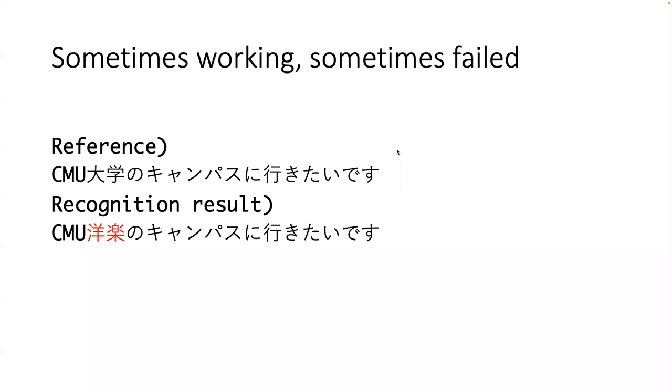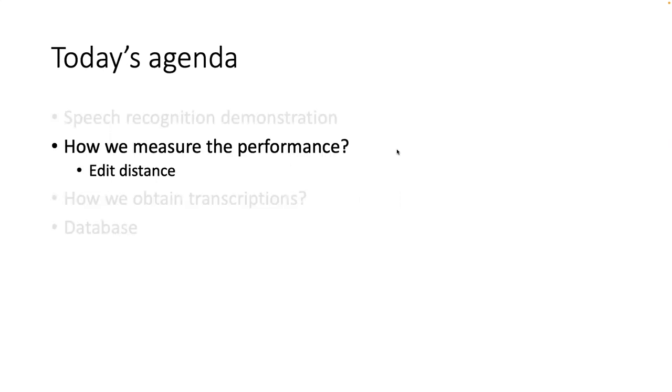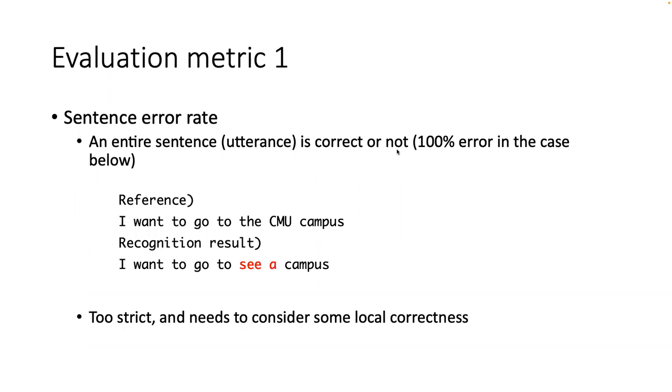And the next part is I'd like to explain how we measure the performance of speech recognition. The first simple metric would be the sentence error rate, whether the entire sentence is correct or not. That would be a very good measure, right? People intuitively use this for many systems. Even if some part is very correct, if some important part is not correct, people may think that this kind of system is failing, right? So this is a good example.